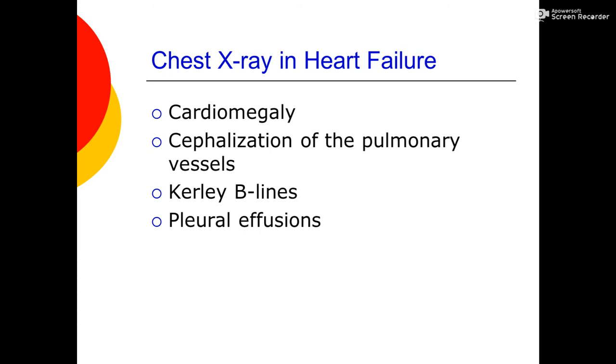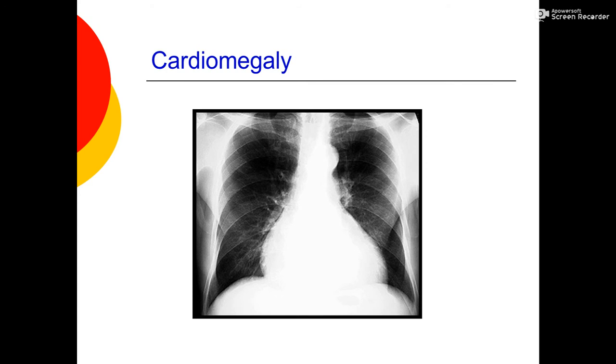So chest X-ray in heart failure is also one of the important parameters. There is cardiomegaly, cephalization of the pulmonary vessels, Kerley lines, and pleural effusions. Look here, these are the different conditions which you can see on X-ray. Cardiomegaly is the condition where the size of the heart becomes abnormal. You can see here that cardiomegaly occurs.